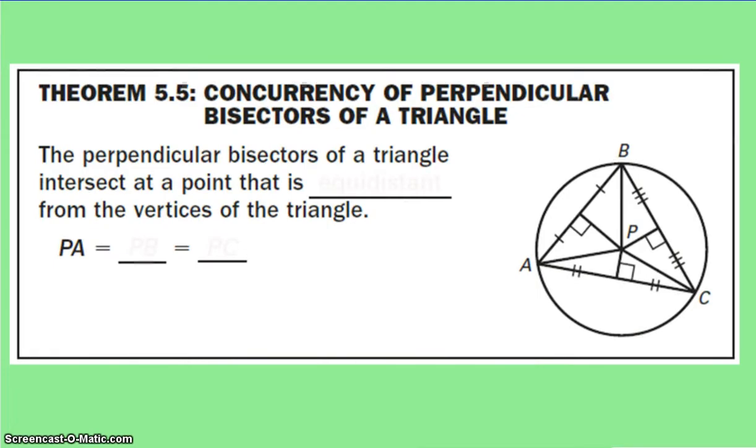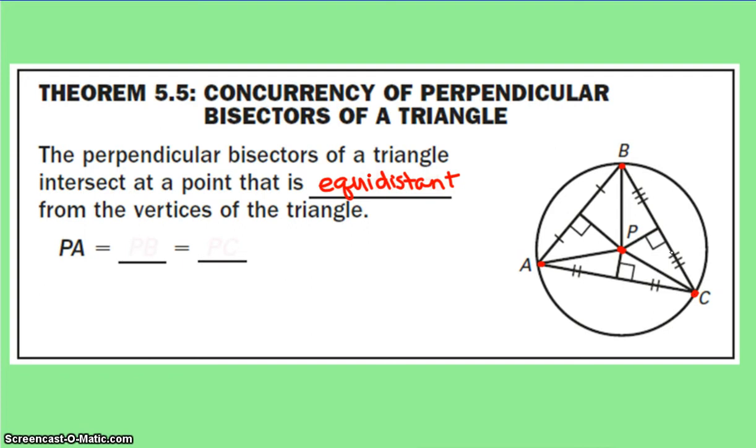Okay? Now, the perpendicular bisectors of a triangle intersect at a point that is what we call equidistant from all the vertices. So, equidistant. So, that means that this point P to the vertex A is congruent to the vertex B to P, and is congruent to the distance P to C.